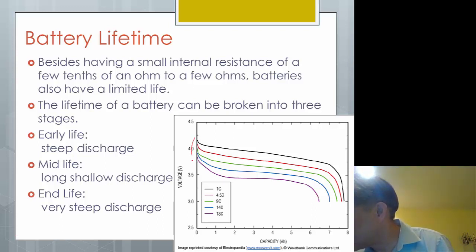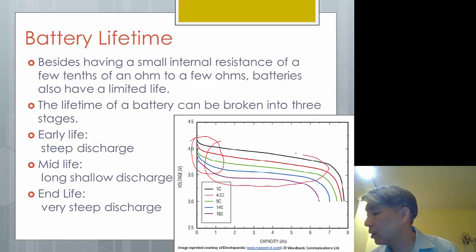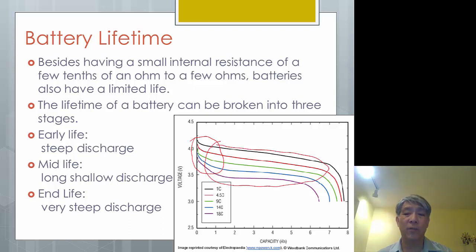Right in this section is where it's just come off the shelf and is being used. At this point, it has a fairly steep discharge, basically using up the stockpile of electrons that it had dissolved in the beginning. The midlife is the general usage. This is generally when we use the battery. It lasts for a fairly long time, and it has a fairly shallow slope. It does lose voltage over time.